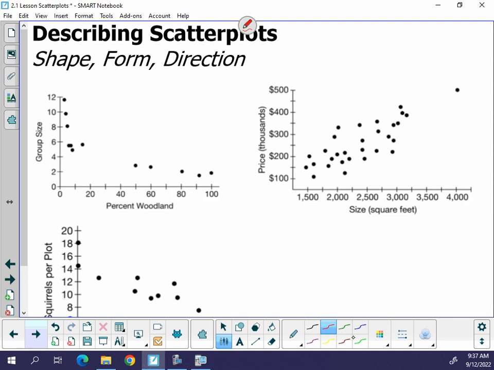So the shape that we're probably going to see the most is linear. But we might also see some curved. And if you move on and take other stat classes, you might talk about specific different types of curved scatter plots. When we talk about the form, we want to know, are the data points tightly packed together? Are they spread out a lot?